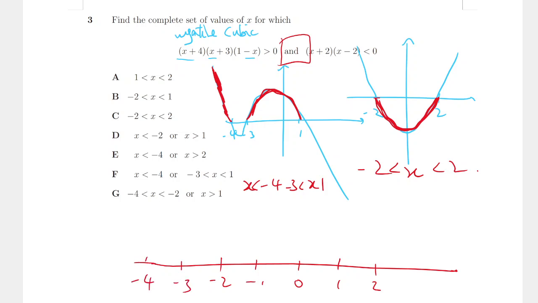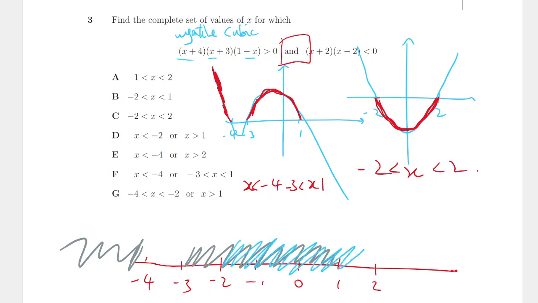Okay, so for the cubic, which parts are okay for the cubic? For the cubic, anything less than negative 4, so here, and then from negative 3 to 1, right? So the cubic could be in the gray area. Okay, now how about the quadratic? The quadratic could be in the blue area. So where's the overlap? The overlap is from negative 2 to 1, right? So the answer will be B, because it's and in the middle today.